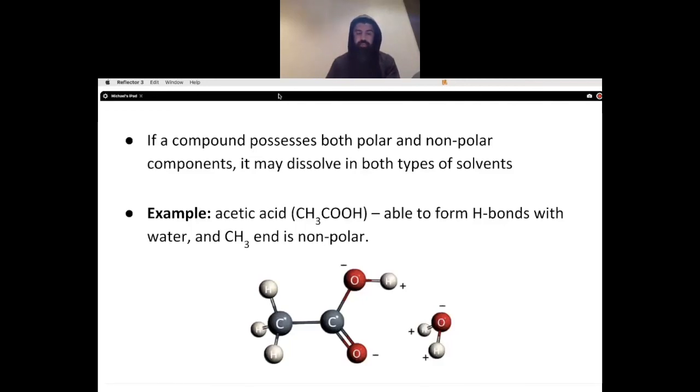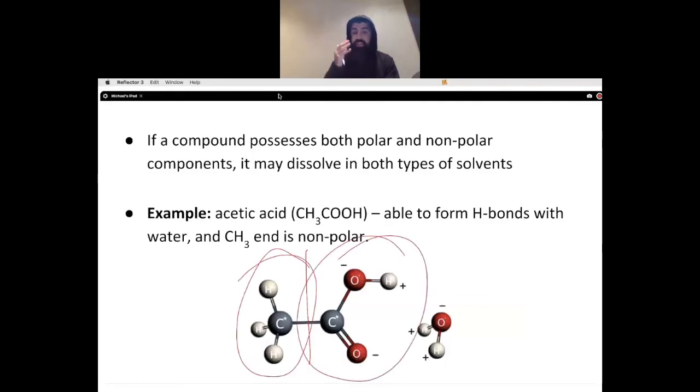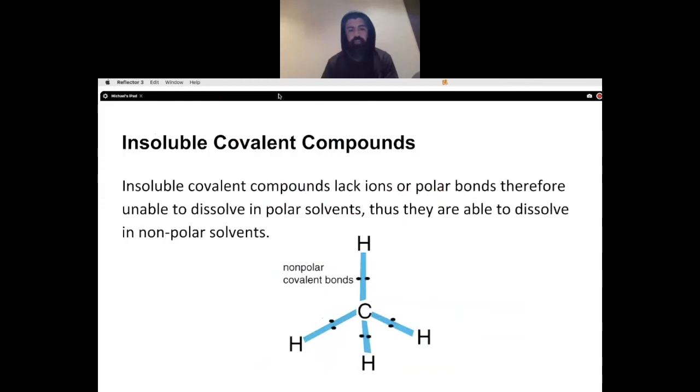So here's an example of acetic acid. Here we have the nonpolar end, and here we have the polar end, because it's pretty much a half and half molecule. This half is what's going to allow for dissolving to occur in something that is polar. However, if we were to dissolve this in a nonpolar solvent, this is the part here that will allow for that non-polarity to take place. So here we have an insoluble covalent compound. This is the methane that I was talking to you about moments ago that I had drawn.